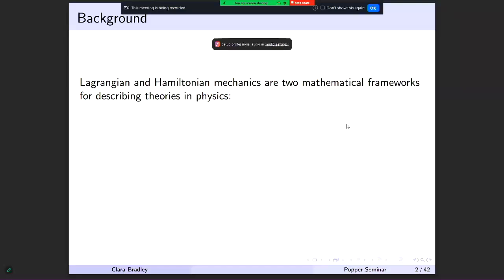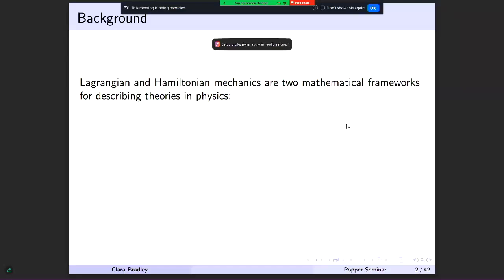And it turned out that these two methods for thinking about Newton's theory were actually much more widely applicable to lots of other kinds of theories. So when it comes to thinking about field theories, relativistic theories, and even quantum theories, these two frameworks turn out to be useful as ways of formulating these theories. So what's the difference between them?